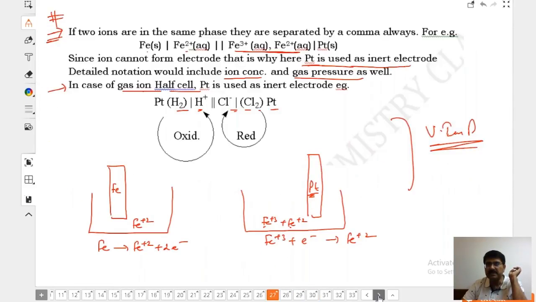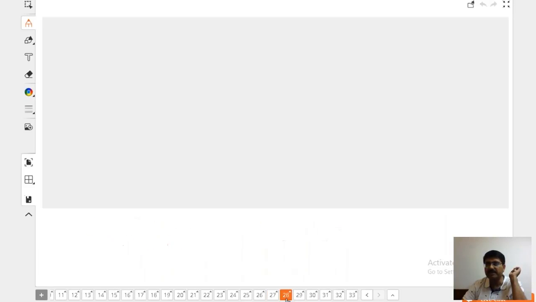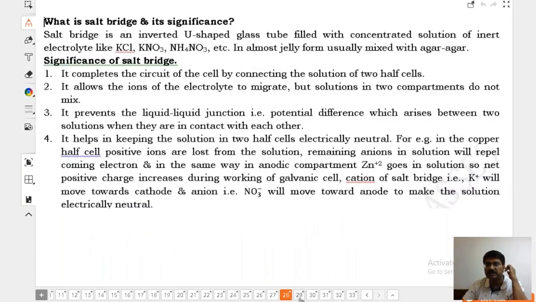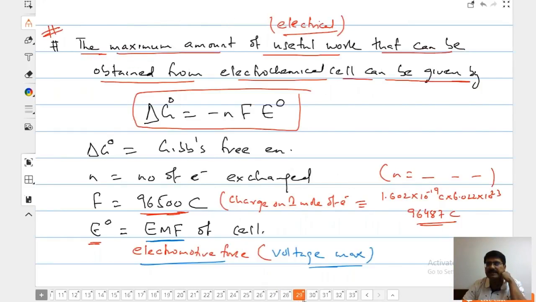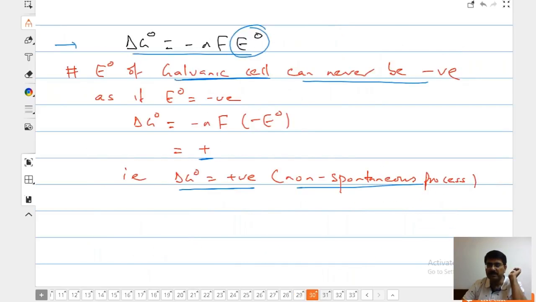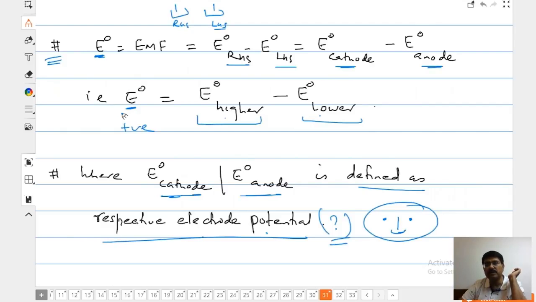There will be some sessions where I have to tell you a lot. Everything cannot be converted to questions. So salt bridge, correct? Delta G is minus NF E naught. E naught can never be negative because delta G will become positive. What is F? It is the charge on one mole of electrons. This is all indirect cell. If E naught is negative, delta G will become positive, so that is not possible. Homework is just copy everything in your notebook. So what is EMF? It is E higher minus E lower, because this has to be always positive.